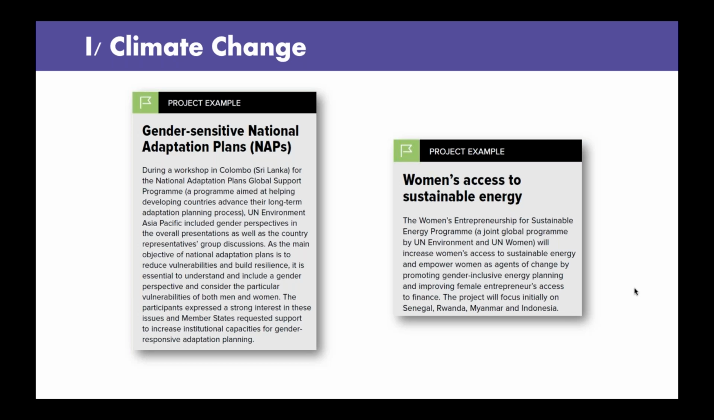And the second example is related to the Women's Entrepreneurship for Sustainable Energy Program, which is a joint program by UN Environment Program and UN Women. The objective of this project is essentially to increase women's access to sustainable energy and also empower these women to be agents of change in the field of sustainable energy in some countries, both in Africa and also in Asia.